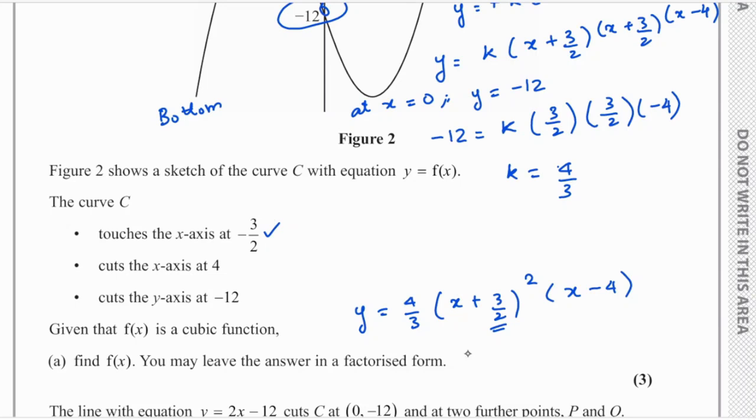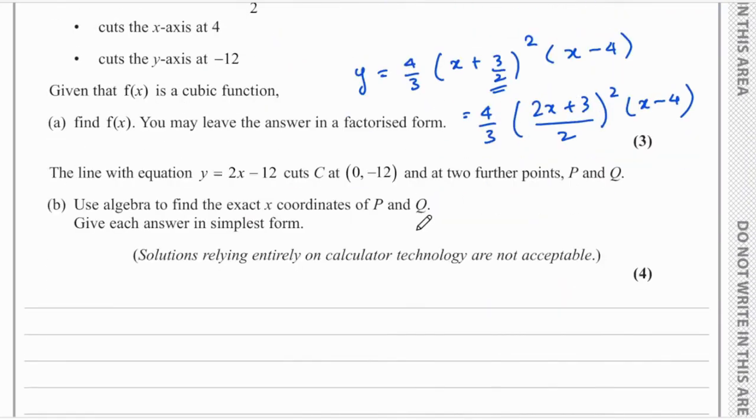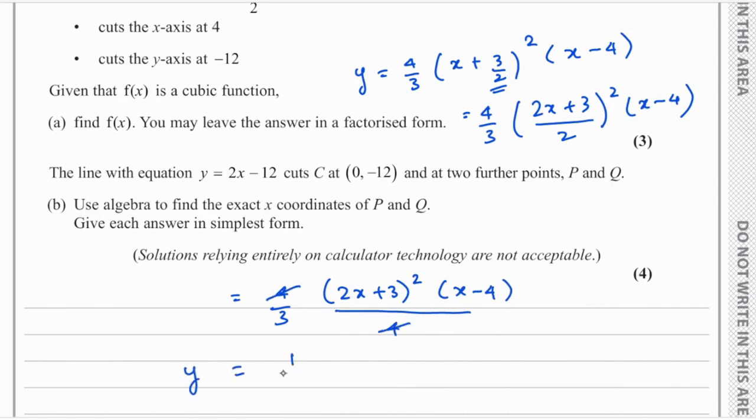You can simplify it a little bit to remove the fraction over here. So this can be written as 4 by 3 multiplied by 2x plus 3, the whole square, times x minus 4, divided by 2 square, which is 4. So that is 4 by 3 multiplied by 2x plus 3 the whole square times x minus 4, divided by 4, and this 4 and this 4 get cancelled. So the final equation is y is equal to 1 by 3 times 2x plus 3 the whole square multiplied by x minus 4.